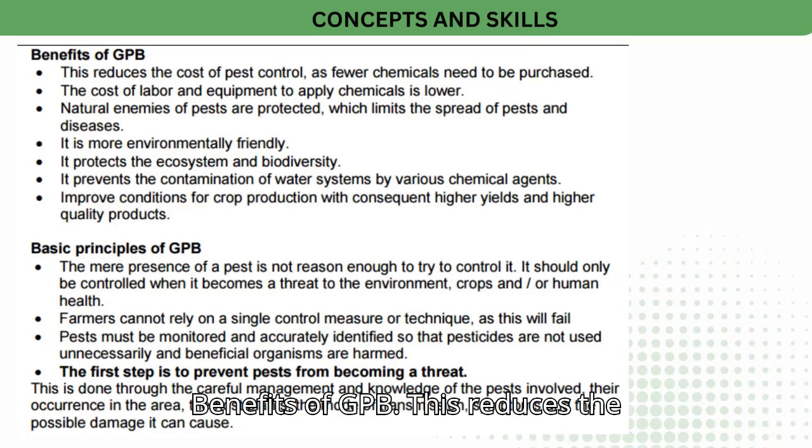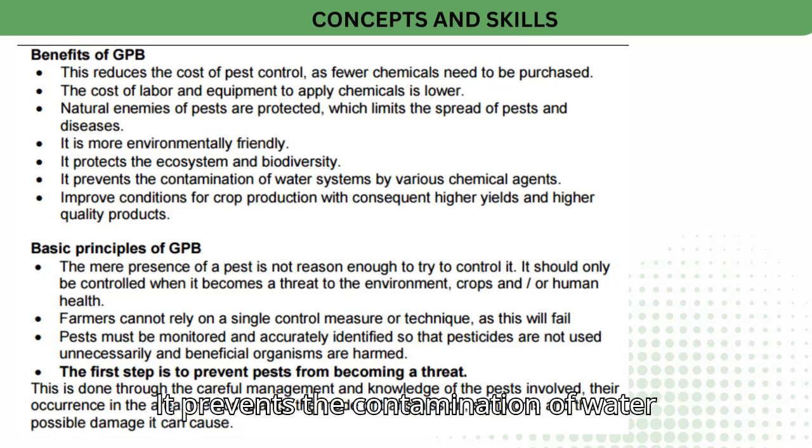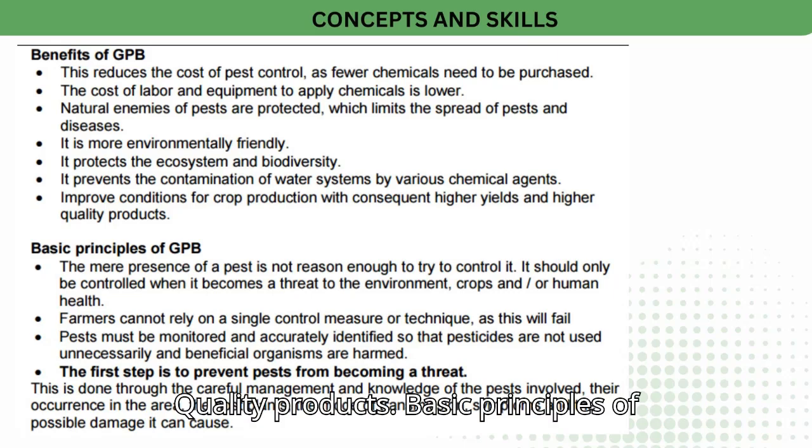Benefits of IPM. This reduces the cost of pest control, as fewer chemicals need to be purchased. The cost of labor and equipment to apply chemicals is lower. Natural enemies of pests are protected, which limits the spread of pests and diseases. It is more environmentally friendly. It protects the ecosystem and biodiversity. It prevents the contamination of water systems by various chemical agents. Improved conditions for crop production with consequent higher yields and higher quality products.